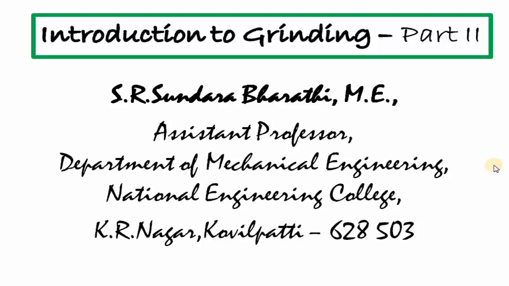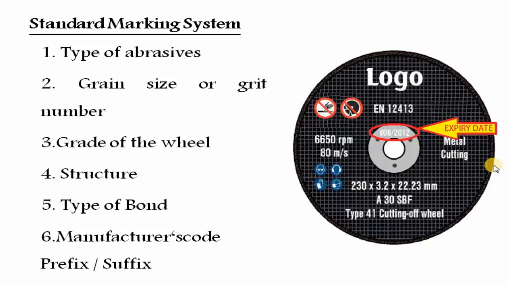Good morning to all. In today's class we will discuss the standard marking system and a few terms associated with grinding. In the standard marking system, what specifications are available? What type of materials have to be machined? Based on that base metal, you have to choose the grinding wheel. The types of abrasives the manufacturers use are detailed on the particular grinding wheel.